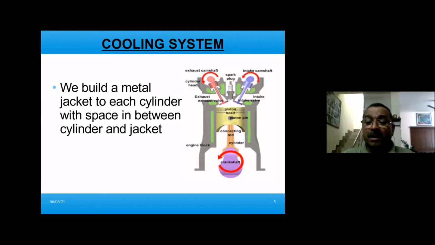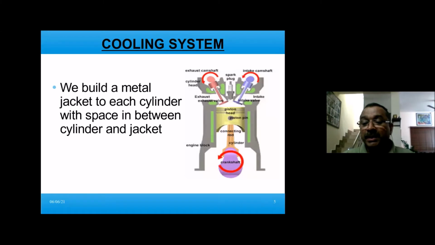So this is the cylinder. You can see the cylinder here, and the piston and other components are there. To the cylinder, we are generating an outer jacket, and in between we have got space.